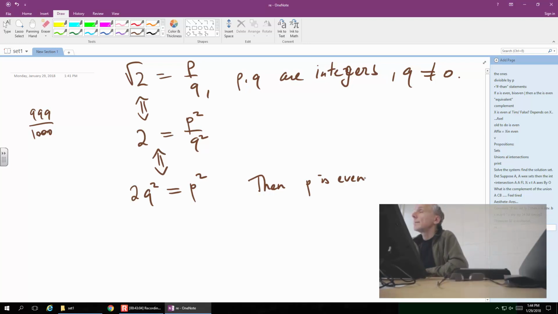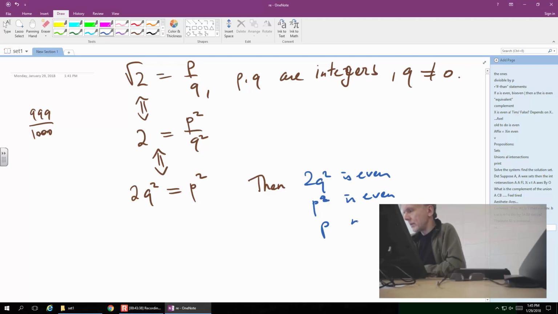Why is p even? Because it's 2 times an integer, and 2 times an integer is even. Because 2q squared is even. Well, let's do it in a step-by-step procedure, so we're writing a proof anyway. So 2q squared is even. P squared then, which is the same number, is even.